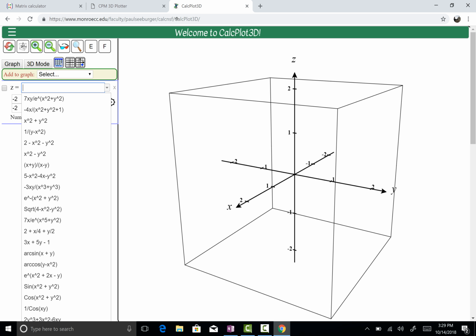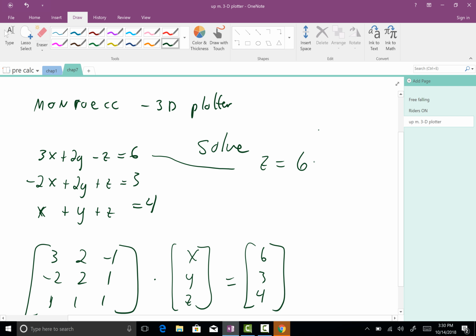Solve for z, this guy would be z equals 6 minus 3x minus 2y. Now that would be a negative z, so I'm going to just change the signs on this. Okay, this one here is going to be z equals 3 plus 2x minus 2y, and this one's going to be z equals 4 minus x minus y. All right, so we're just kind of rearranging the terms there, solving for z.